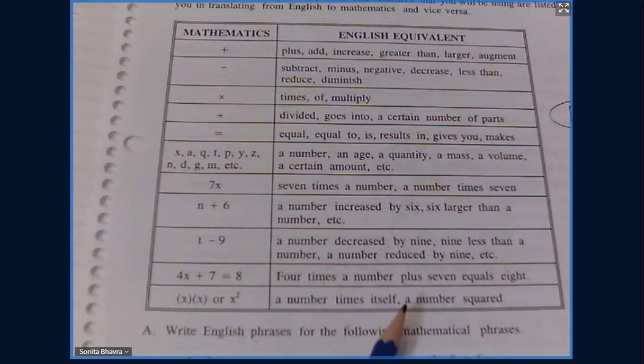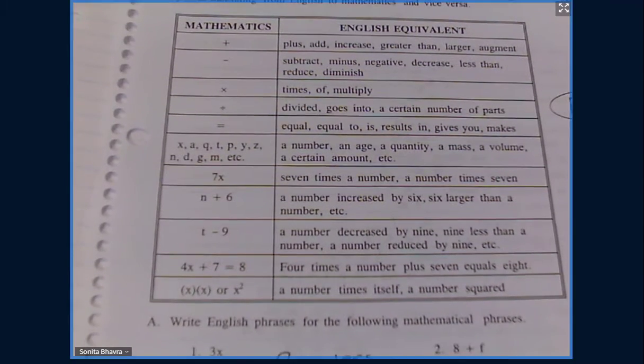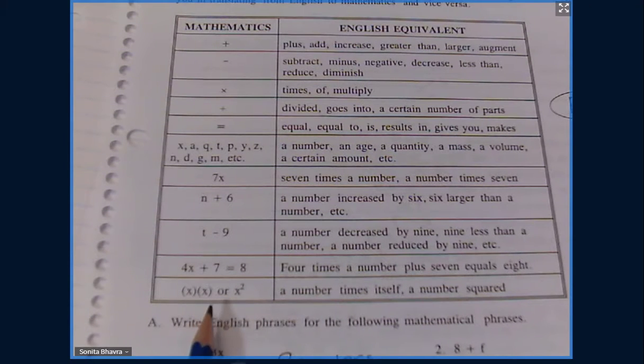The next one is an equation, because we do have the equal sign. It's 4 times a number. So 4 times a number, that would be 4x, plus 7, and it equals 8. So 4x plus 7 equals 8. The next one here is x times x, which is x squared. Anytime you have a number multiplied by itself, you can start using exponents. So there's 2 x's here, so it's x to the power of 2. So a statement would be a number times itself, or a number squared. The number 2 here means squared.